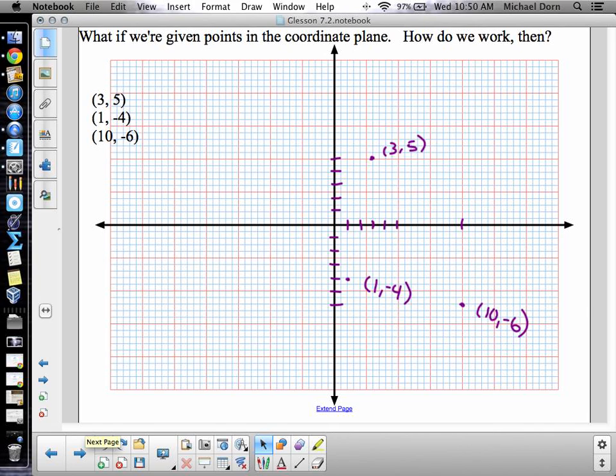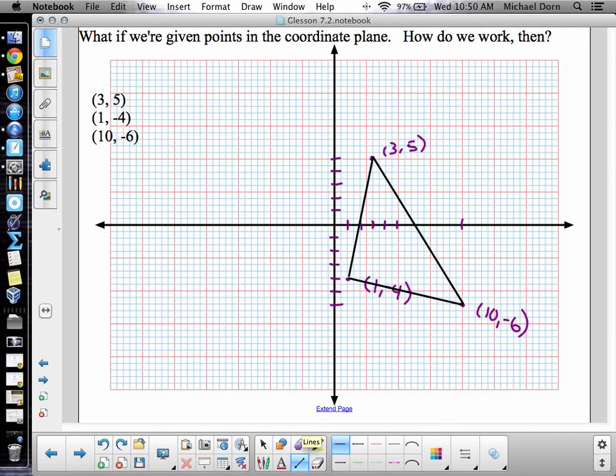Those are my 3 points, plotted carefully. Going to connect the dots. Looks like it might be a right triangle, but it might just be close too. How can I prove that that's a right triangle? There are actually a couple ways we could go about proving this is a right triangle.